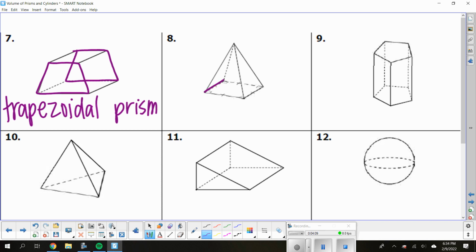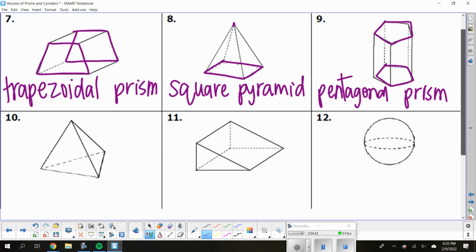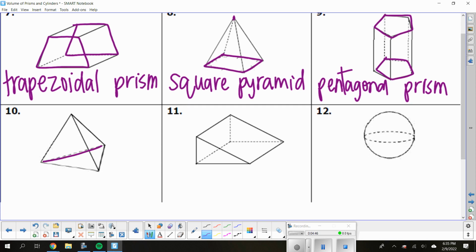Here, if I notice, everything has tick marks, so this is a square, and I'm meeting at a point, so it is a square. Here, I'm dealing with a pentagon. And then there's two, so here I got one singular triangle, and at a point, so a triangular.